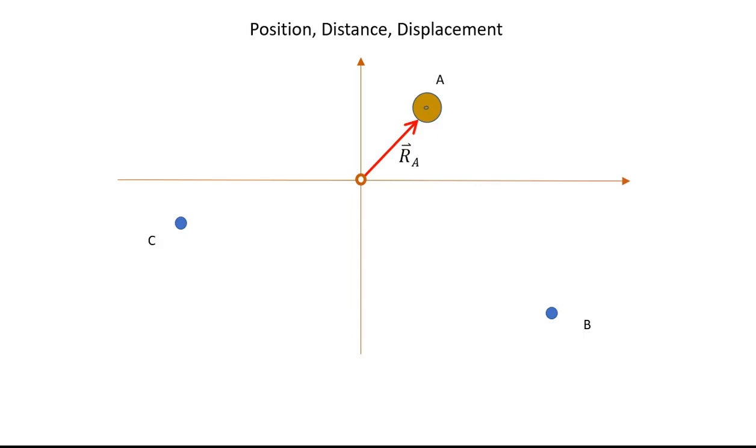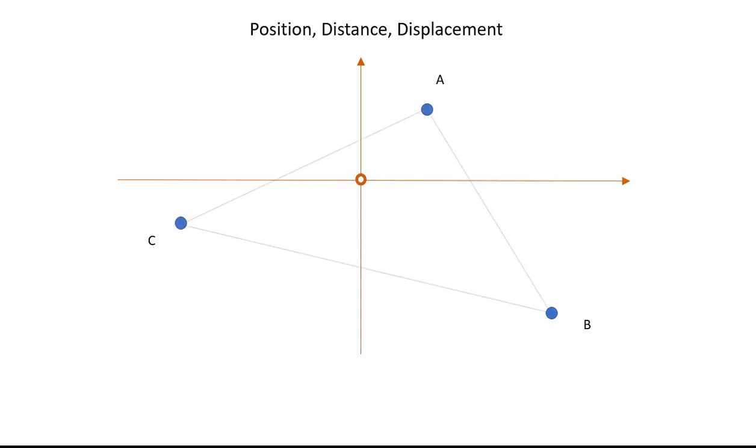So an object at point A has a position vector that goes from the origin to point A. And in 2 dimensions we tend to use the letter R with an arrow symbol on the top. So that's the position vector R sub A. If we then go to point B, we see the position vector pointing to us at point B. And there's the position at C.